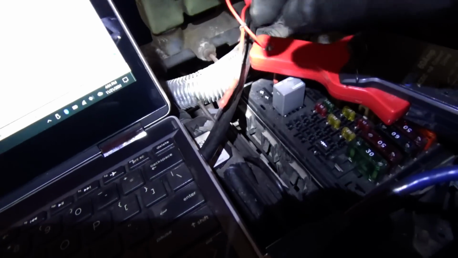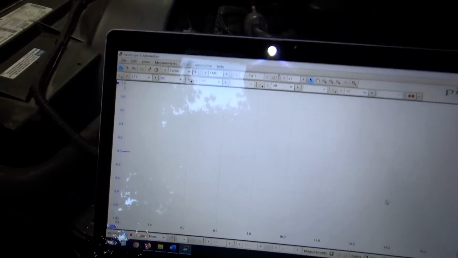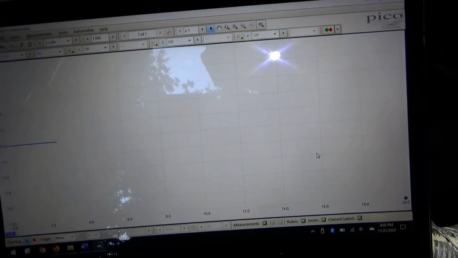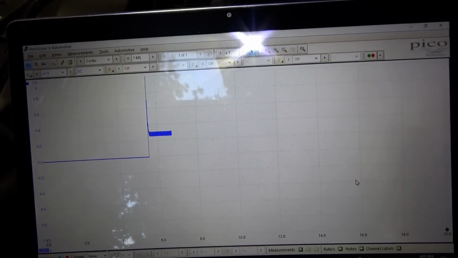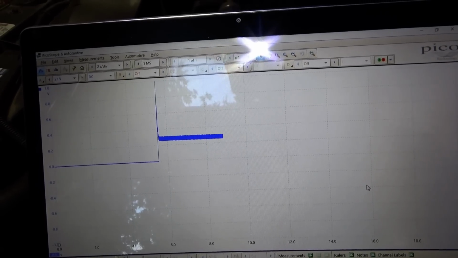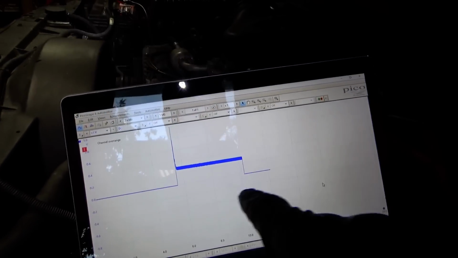Alright, we've got the Pico scope hooked up. Here's the amp clamp. Once I energize the fuel pump, the current will go through the amp clamp and we'll see on the scope the actual current pattern. So here we go. Right there, about 3 amps. That's all we need. Let's zoom in and look at the RPMs.